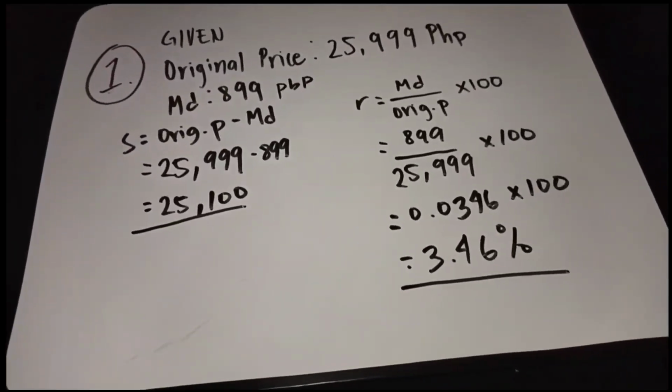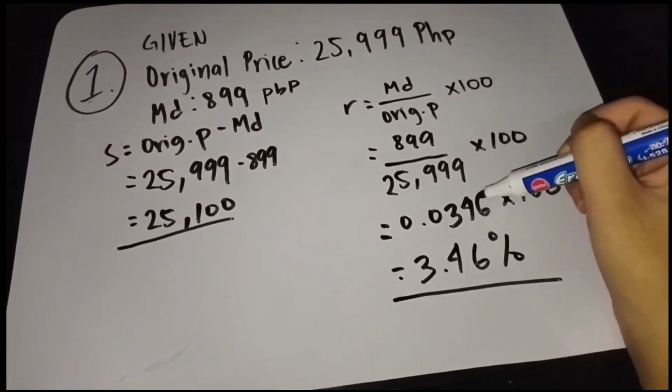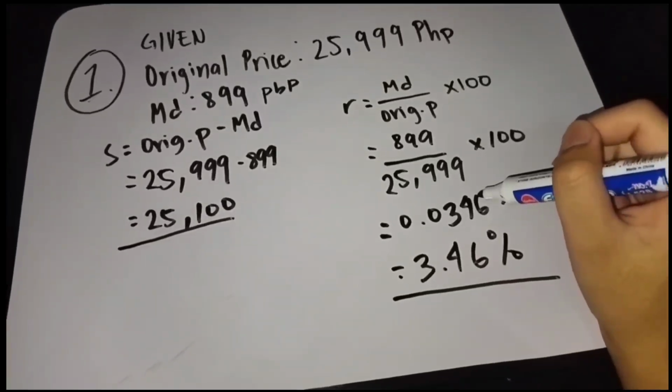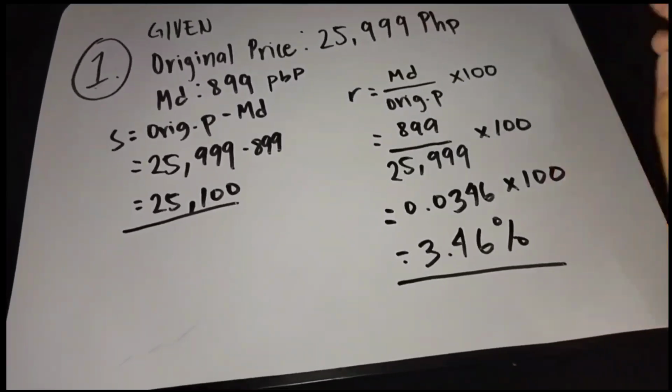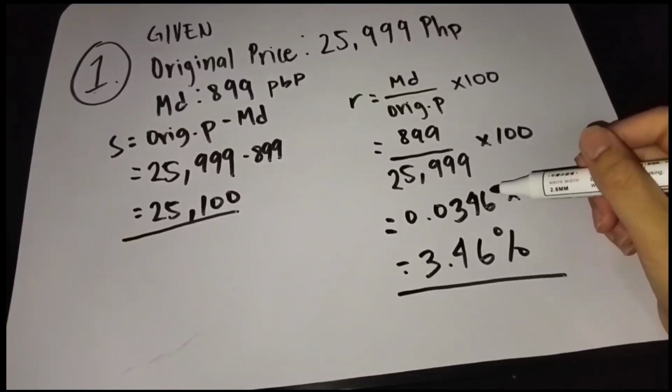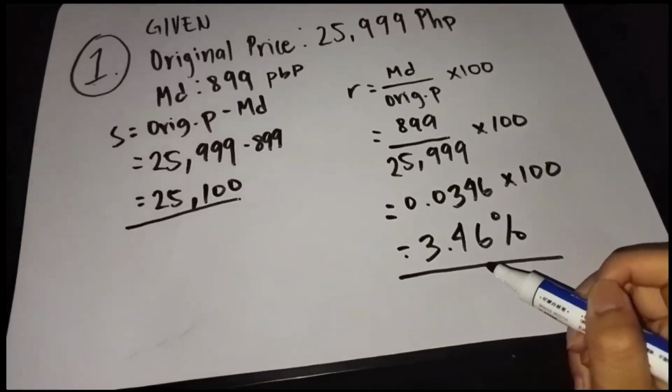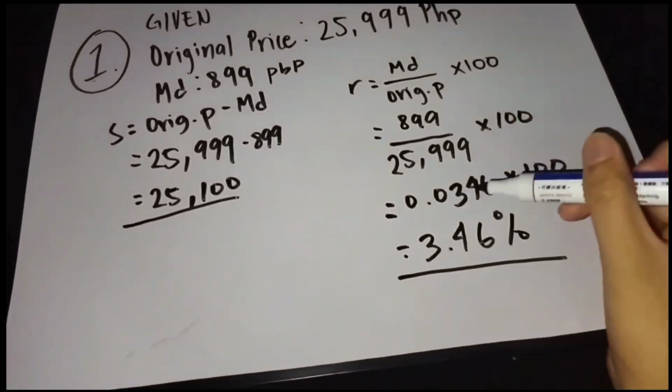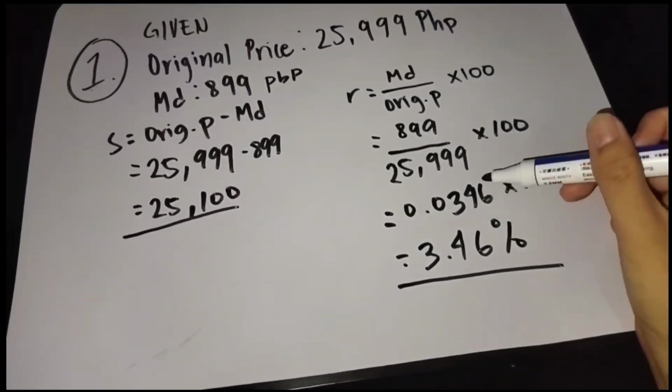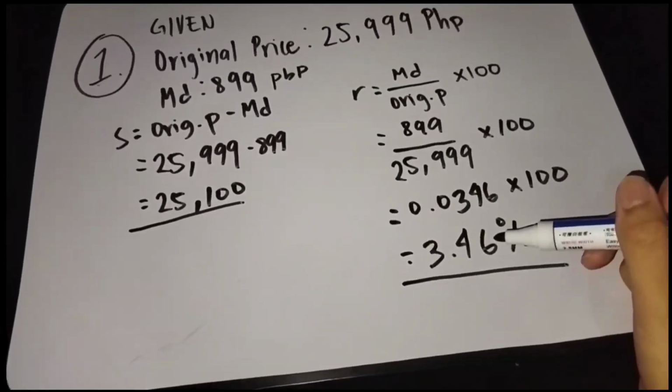Ang pinagkaibahan lang ay kung ito gagamitin mo, dito ka na nag-round off at kung yung sa calculator yung gagamitin mo, yung sa buong calculator na lumabas, dito ka mag-round off. So, paalala lang ulit, kung mag-round off ka dito, 4 decimal places lang at dito naman ay 2 decimal places lang.